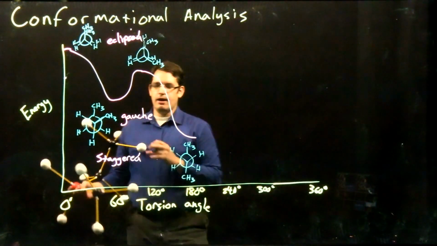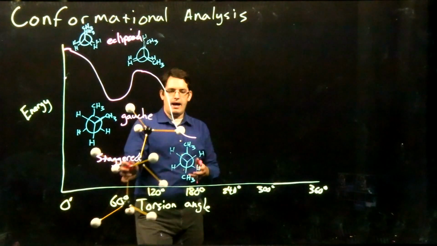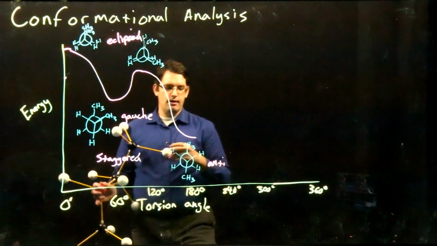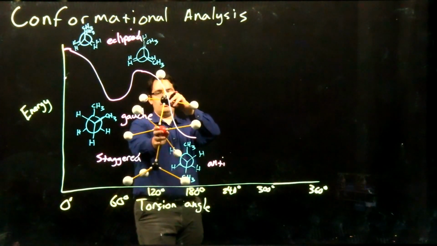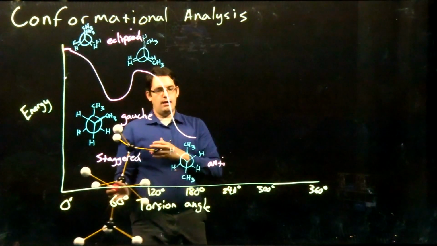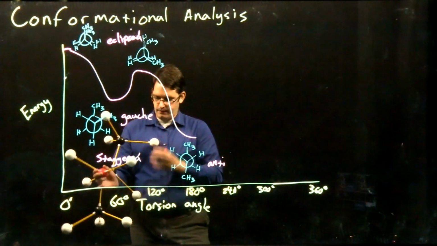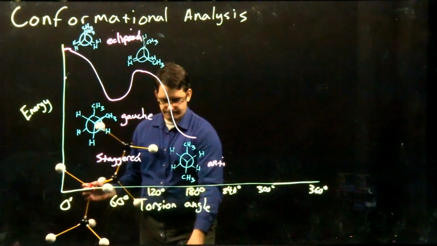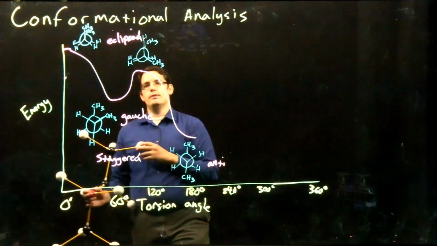At the 180 degree angle, we've completed our half rotation. We're on the opposite side, and we refer to this as anti. So anti is the best conformation, the most stable conformation, because we've, again, staggered our bonds while also maximizing the distance between our two big methyl groups that are crowding each other. We don't have any fancy names here between our two eclipsed states.